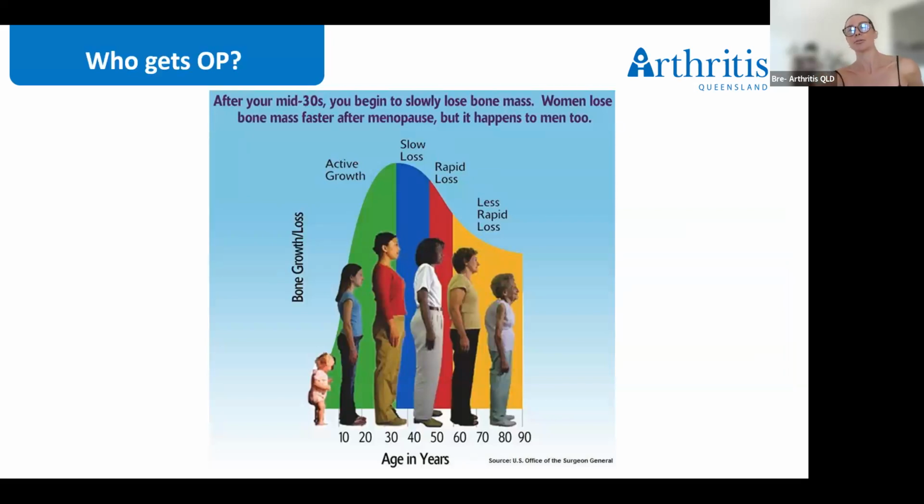So who gets osteoporosis? This picture here indicates the ages where we have bone growth and bone loss. As you can see, during childhood and adolescence, these are really significant years where our bone growth is occurring, right up to 30 years of age, and it's very critical for our bone growth. The term peak bone mass means the highest level of bone density and strength, and that's reached by the age of 30.